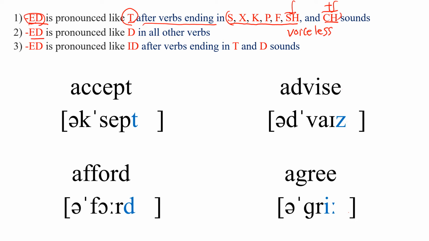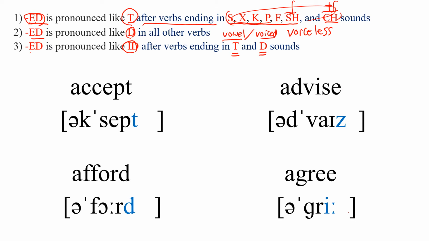And ED is pronounced like D in all other verbs. So they are called vowels plus voiced. The rest of these are vowels and voiced. And ED is pronounced like "id" after verbs ending in T and D.